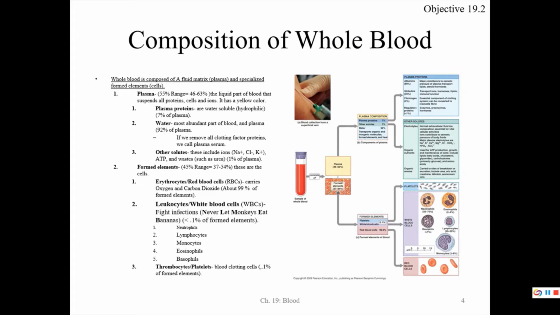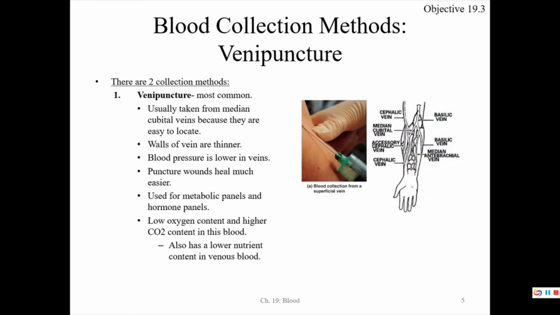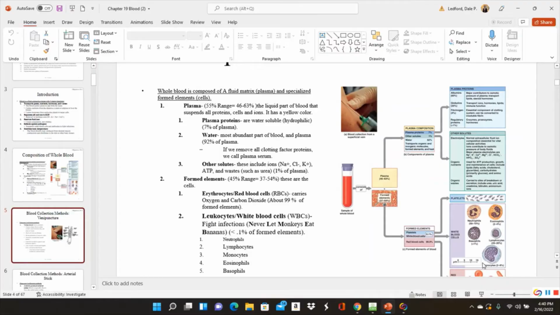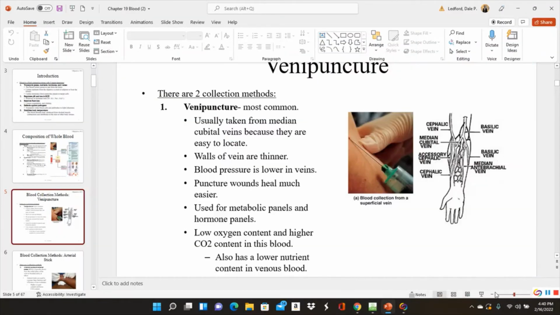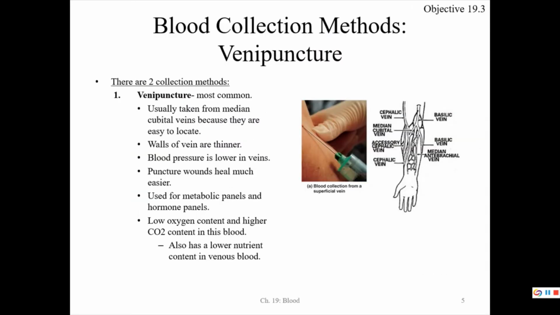Now let's look a little bit more in detail. What I want to look at in more detail is how we got the blood that we have here. How was this obtained? Well, there are two methods to obtain blood. One is called a venipuncture. Venipuncture is taking a needle and putting it into a vein, usually a median cubital vein, sometimes using a median antebrachial, but median cubital is the most common.